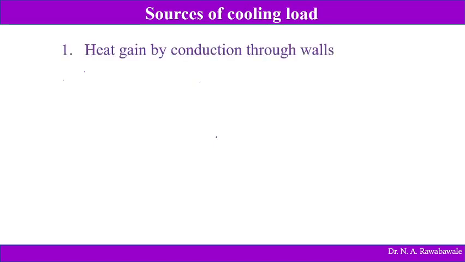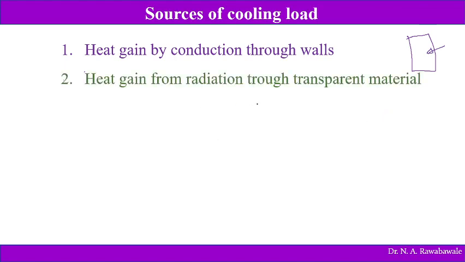So from where does this refrigeration load come? From where does heat energy enter into the refrigerated space? First, heat gained by conduction through walls. If this is a refrigerator, heat energy enters through the walls by the mode of conduction. Second, heat gain from radiation through transparent materials. Sometimes refrigerators use glass covers, or the door is made of glass, so the heat energy enters into the refrigerator by the mode of radiation.